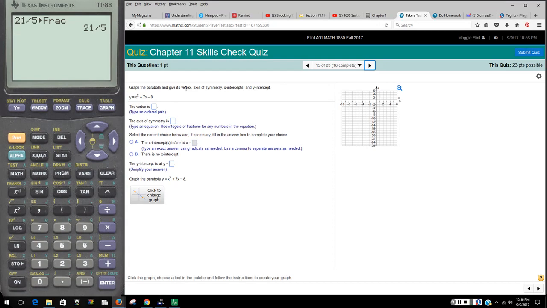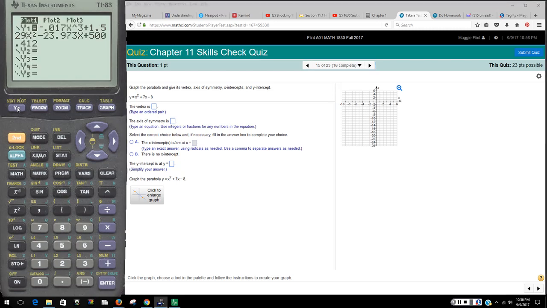Graph the parabola given and give its vertex, axis of symmetry, x-intercepts, and y-intercepts. We're going to do all this on the calculator. Y equals, since we have that scatter plot still on, we're going to get rid of it by turning it off. We're going to clear the equation that's in there and enter our quadratic equation, x squared plus 7x minus 8.